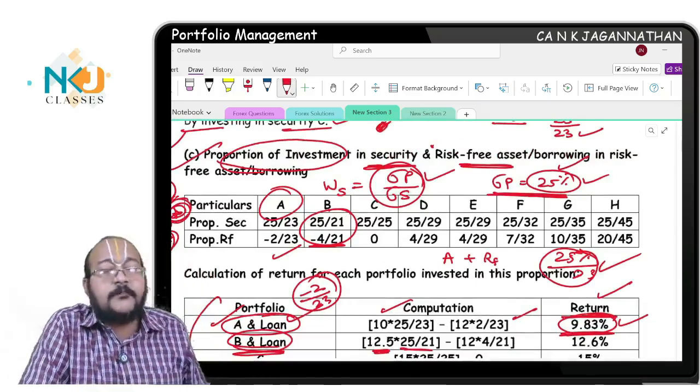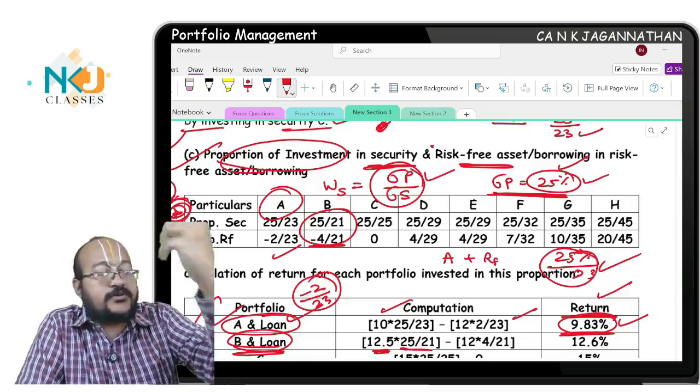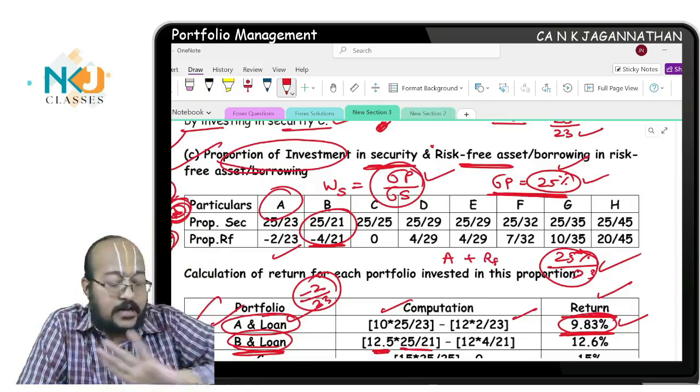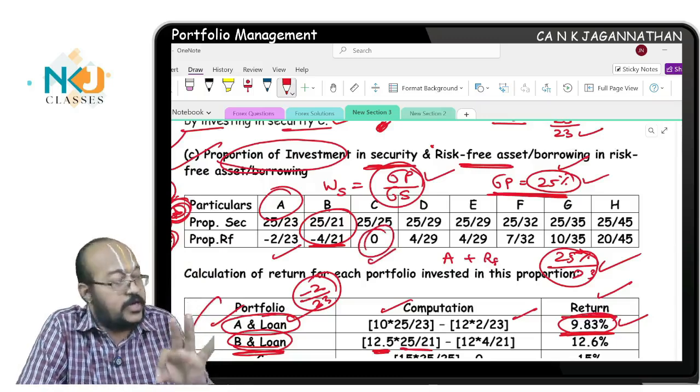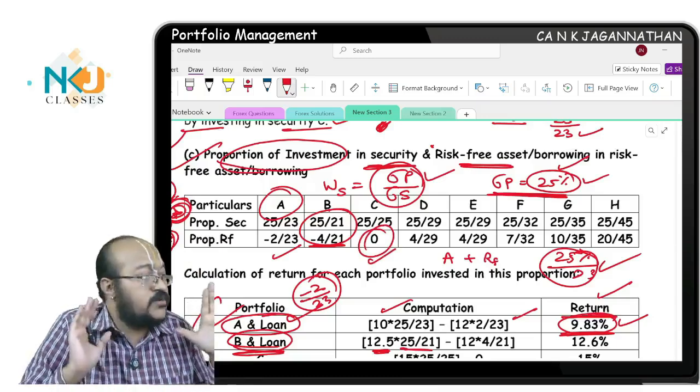Say, next to C. C, risk is 25. Portfolio risk is also 25. I need not bring any RF. Okay, RF is 0. Proportion of RF is 0. Literally, I only invest in security C.